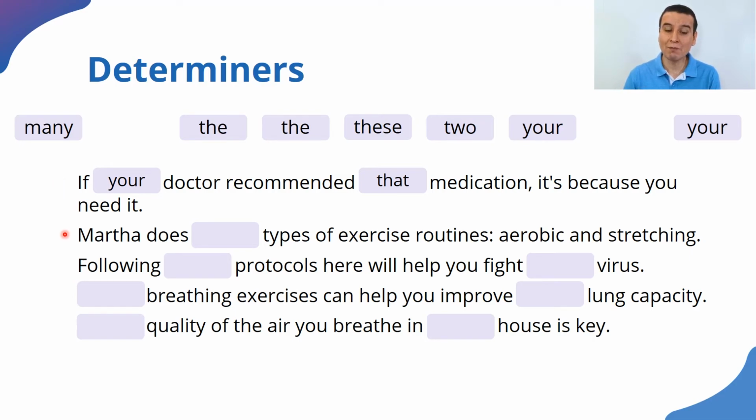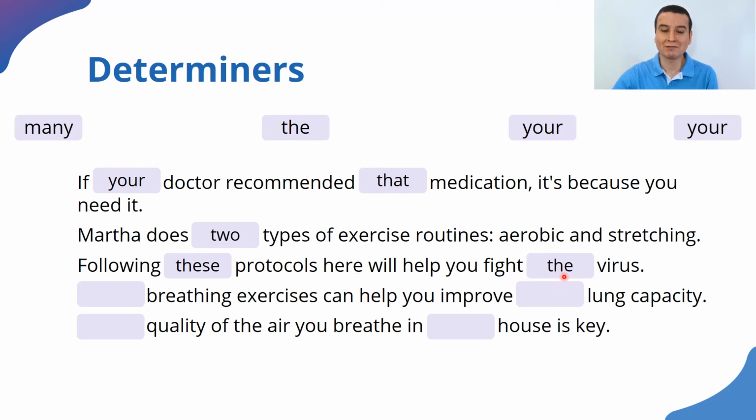Next, Martha does 2 types of exercise routines, aerobic and stretching. So there's only 2 types included there, so that's why 2 is the one that goes there. Now, following protocols, that's plural, following these protocols here will help you fight the virus. Could be also your virus, but the virus. That could be a possible answer.